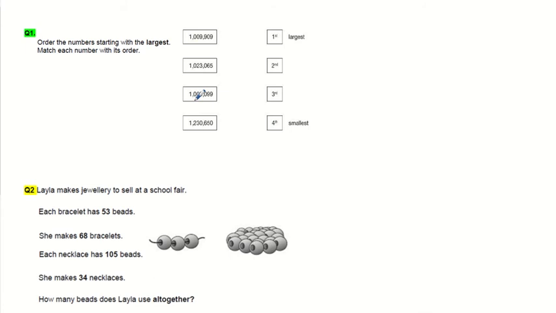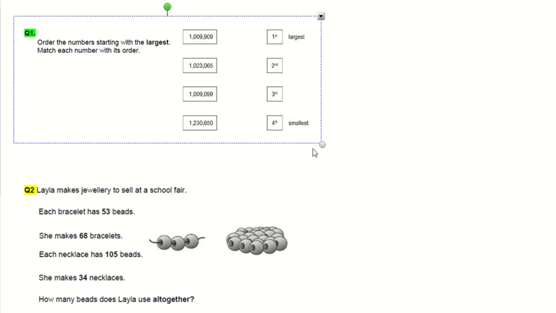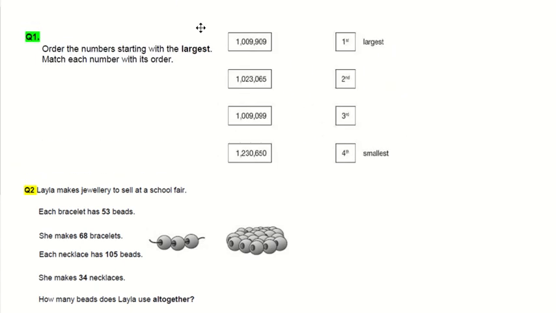Right, the second part then of today's arithmetic, we're going to start with our green question, which, as we know, everybody in our class should be able to do and feel fairly confident with. Okay, so let's have a read of the question. It says, order the numbers, so we've got to put them in order, starting with the largest, match each number with its order. So I've got my numbers here, and then we've got largest, second largest, third largest, fourth, which is the smallest. So I've got to match them up.